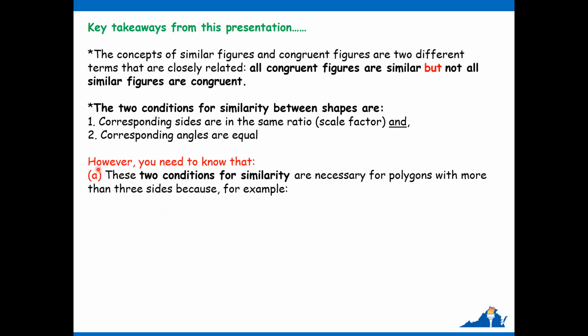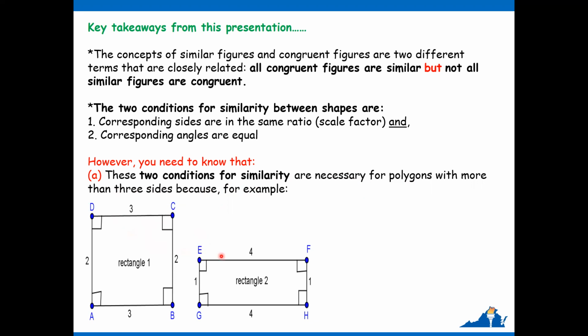Now, you need to know that these two conditions for similarity are necessary for polygons with more than 3 sides, because, for example, these are two polygons, rectangle 1, rectangle 2. They have more than 3 sides. So all we want to check is, are they similar? By checking whether they satisfy condition number 1 and condition number 2, both of them.